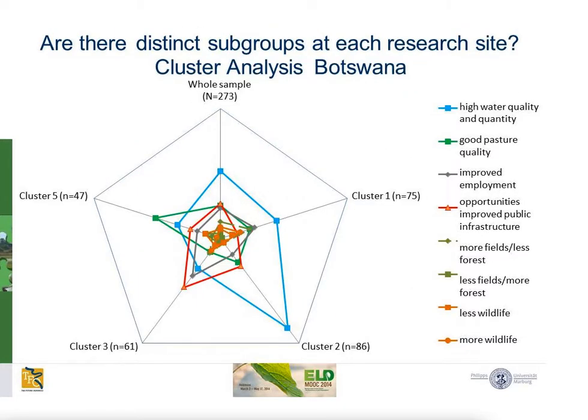Let's look at the same picture, at the same clusters for Botswana. And you see here that there are actually even two larger groups who are very much concerned about water. But we also have relatively big groups who are then more indifferent. Yeah, cluster three and five. There the different attributes are close together, even though cluster three is most concerned about public infrastructure, and cluster five most concerned about the pasture quality. So this is more or less where we stand at the moment with regard to the analysis.